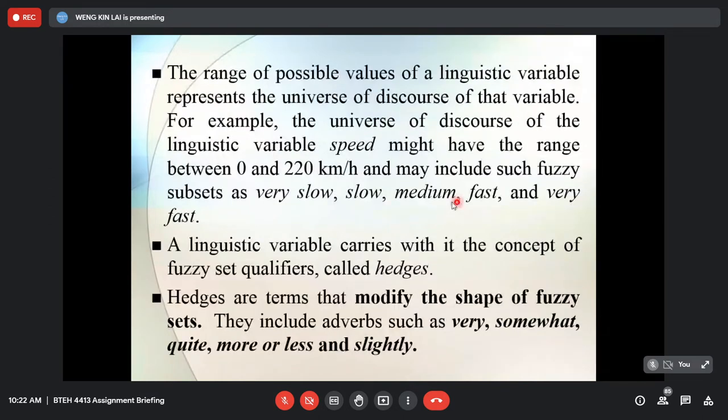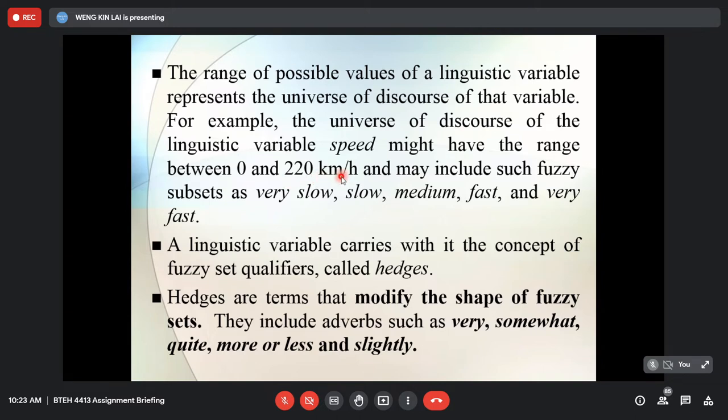The range of possible values of a linguistic variable represents the universe of discourse. This question was asked before: what do you mean by universe of discourse? For example, what is the universe of discourse of your linguistic variable speed? It would have the range of 0 to 220 kilometers an hour, basically representing speed. We'll have that range, 0 to 220 kilometers an hour.